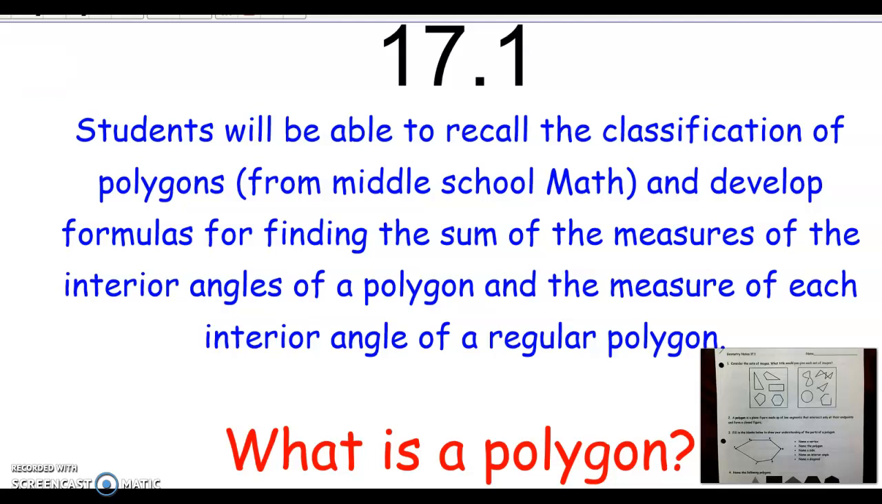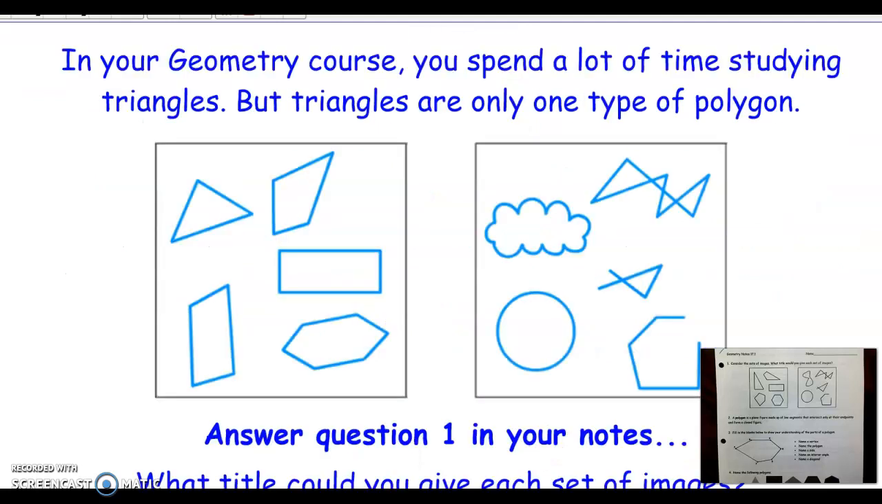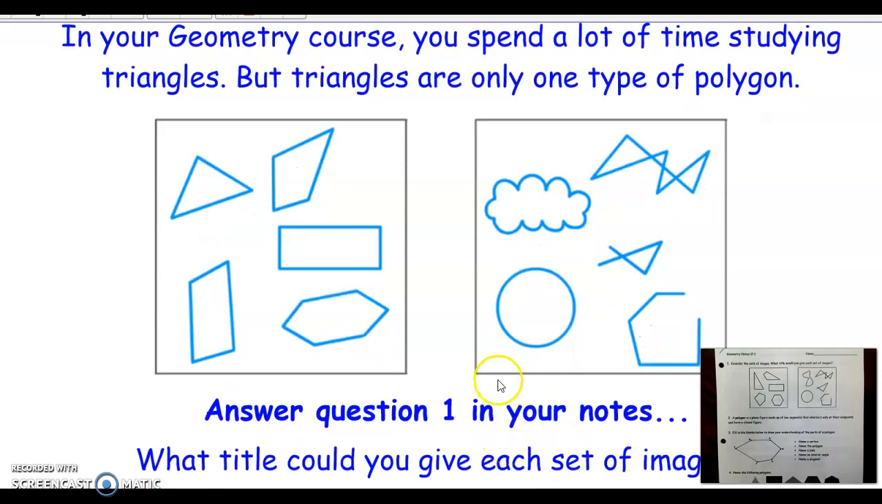So the first thing we need to remember is what is a polygon. So you can see we have two different groupings of figures here. In this first box, these would all be considered polygons. But in this group, these are not polygons. So this helps us see the difference in what it takes to be a polygon. The reason why this figure is not a polygon is because of the curved edges. Polygons have to be made up of segments only.